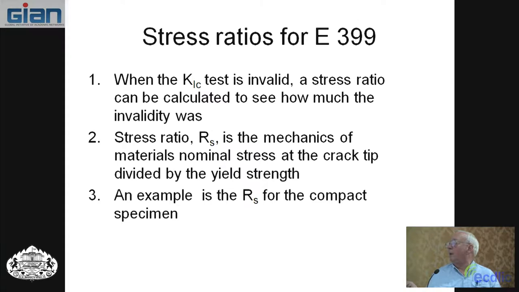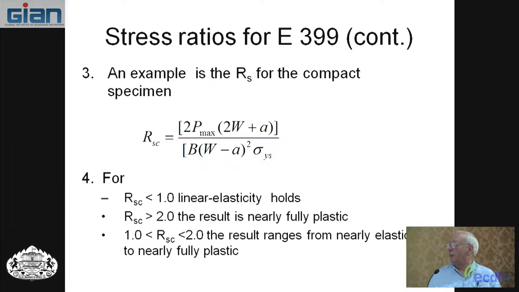Anyway, when you don't get a valid test, you still have KQ. If you want to see how close you are, you can measure something called stress ratio. The stress ratio is the mechanics and materials nominal stress at the crack tip divided by yield strength. Now, you could do that calculation yourself, but there are formulas. For example, for the compact specimen, stress ratio R sub S, C for compact has that form.